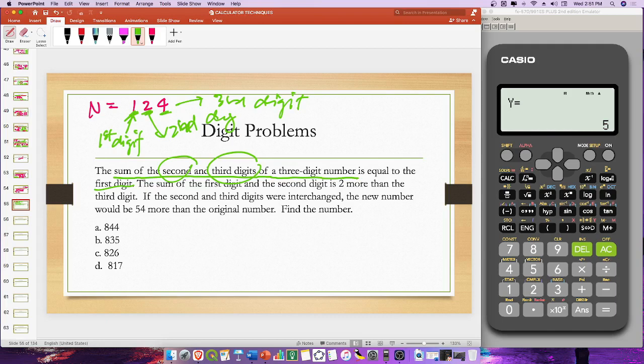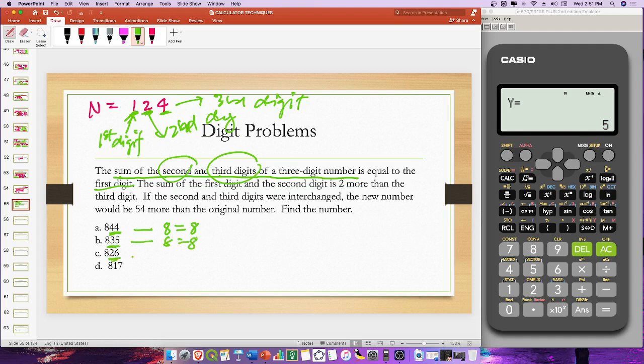Let's try to analyze this one. According to the problem, the sum of the second and third digit, that's 4 and 4, is equal to the first digit. Let's try the first statement. If I add the second and third, the result should be the first digit. So 4 and 4 is 8, which is also equal to 8. Let's try another one. 3 and 5 is 8. So 8 equals 8. That's correct.